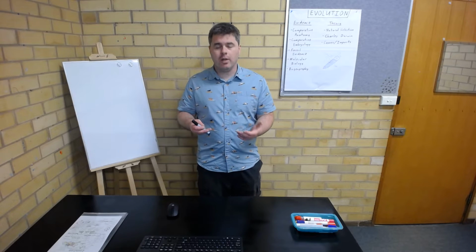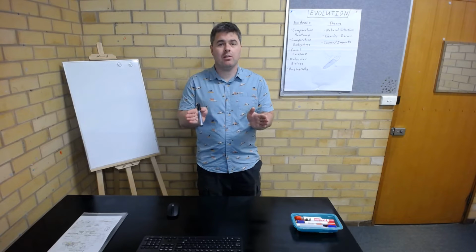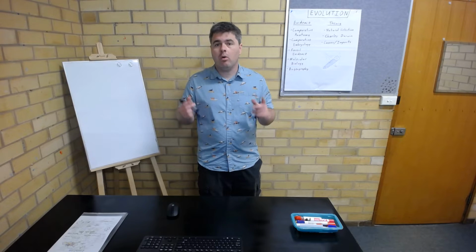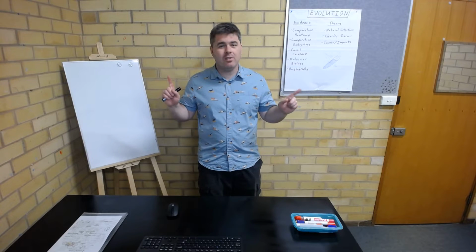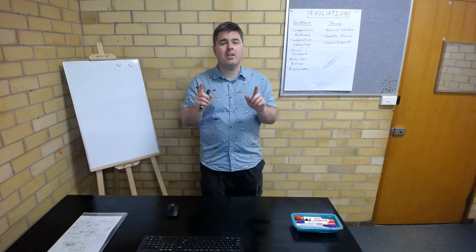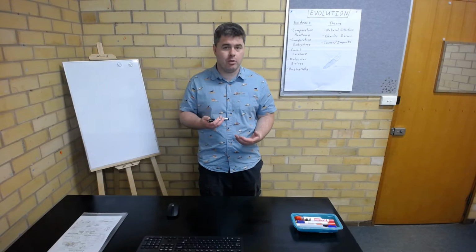Now this could result in one species diverging and becoming two different species, so what we call divergent evolution, or two very different species in very different locations, evolving to have very similar traits to look as though they're related, also known as convergent evolution.